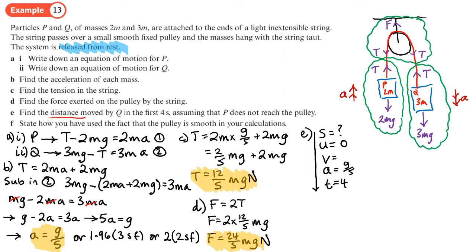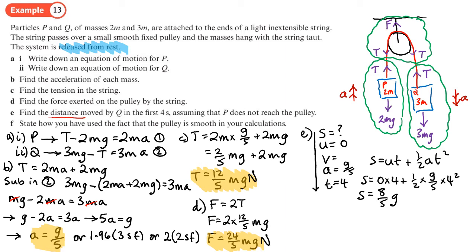So the SUVAT equation that has S, U, A and T is going to be S equals UT plus half AT squared. So now it's just substituting: S equals 0 times 4 plus half times G over 5 times 4 squared. Obviously the 0 times 4 goes, 0.5 times G over 5 times 4 squared, 16. That gives us exactly 8 over 5 G.